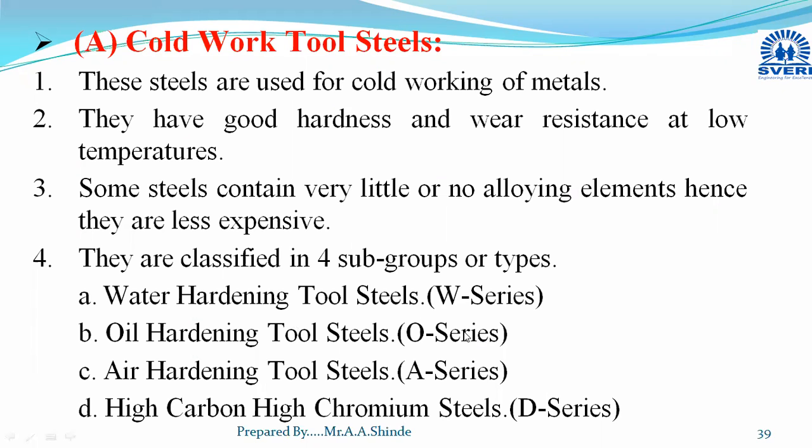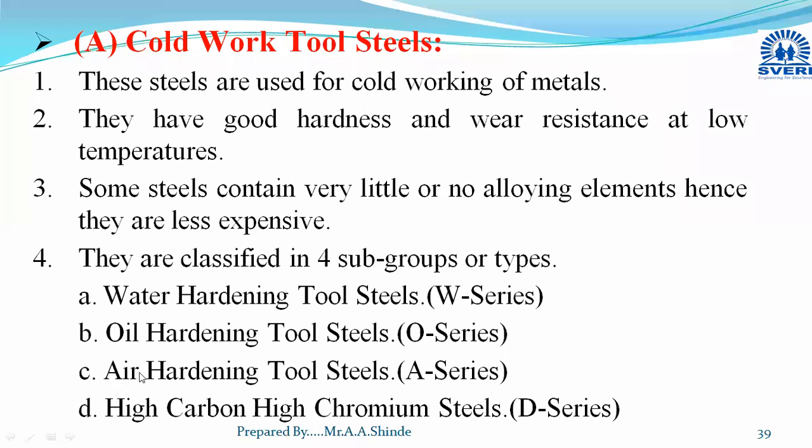Hence, these three steels, these three categories B, C, D, that is oil hardening, air hardening, and high carbon high chromium steels, are termed as non-deforming tool steels or non-shrinkage tool steels. Okay, these three categories. As during their hardening process, distortion is very less, these steels are termed as non-deforming or non-shrinkage tool steels.